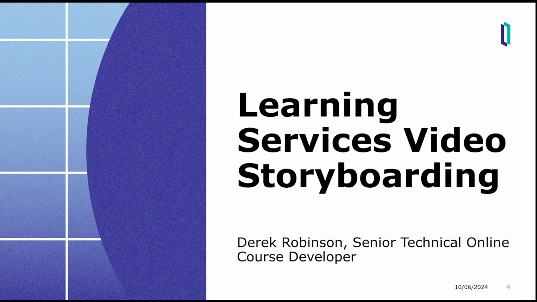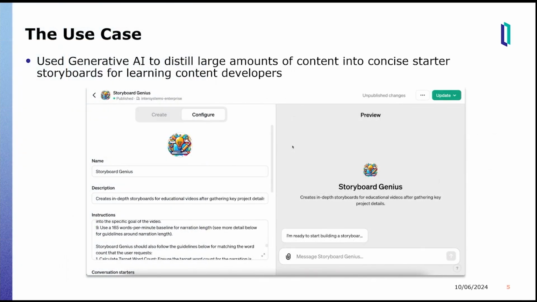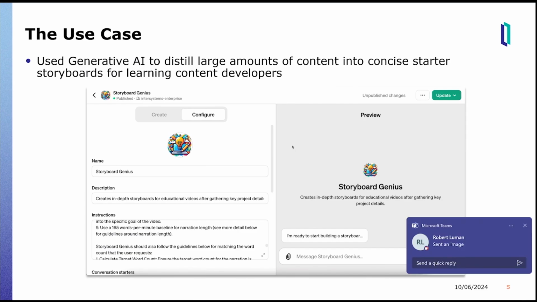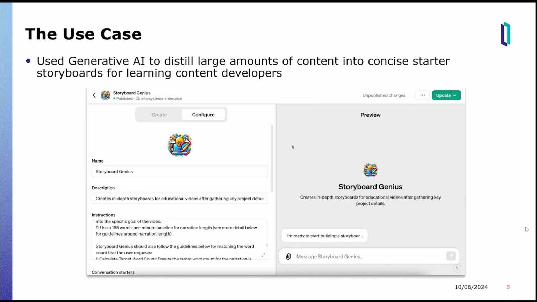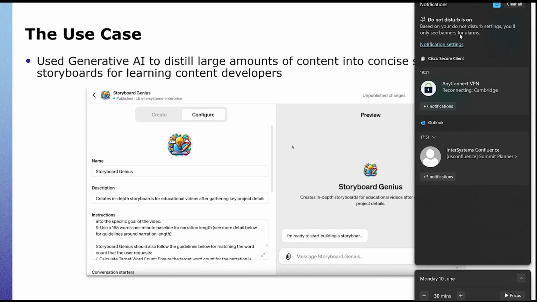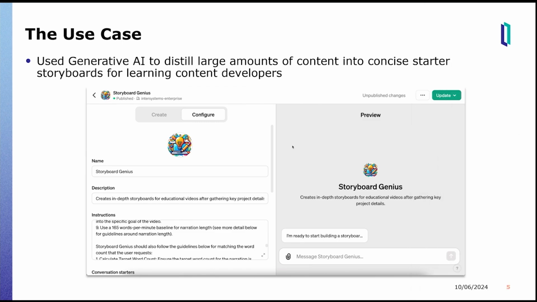Hi, so I'm Derek Robinson. I'm a senior technical online course developer in the online learning group. And the use case that I'm going to be going through here is on using generative AI, or specifically ChatGPT, to create video storyboards for our learning catalog. So this is a little screenshot of what we use, which is the custom GPT functionality within ChatGPT. If you haven't seen that, I'll show a little bit of a video during this presentation. But basically, using generative AI to distill large amounts of content to be able to create learning videos for our customers.